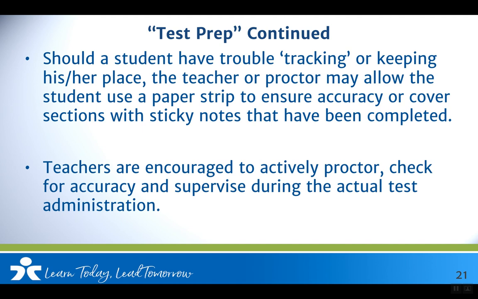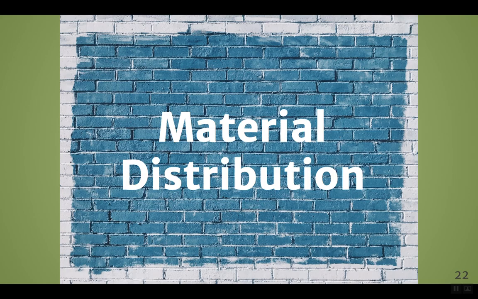Also, if they have trouble tracking, you can do the different things where you have a ruler to help them or a piece of paper. Or some people put sticky notes on all the areas that are not being used at the time. Make sure your teachers are actively proctoring, just because we get a lot of things that come back. Something's messed up, they didn't finish. So we just need them to make sure that they're proctoring and taking it seriously.